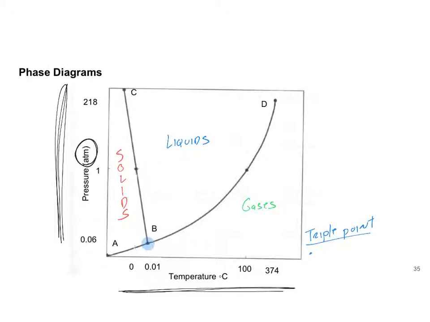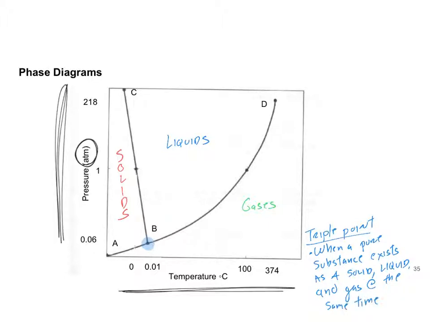So this is when a pure substance exists as a solid, liquid, and gas at the same time. And again, the pressure and the temperature associated with the triple point is unique to every pure substance that we talk about. Another part of the graph that's going to become really important is the, what do we call it?